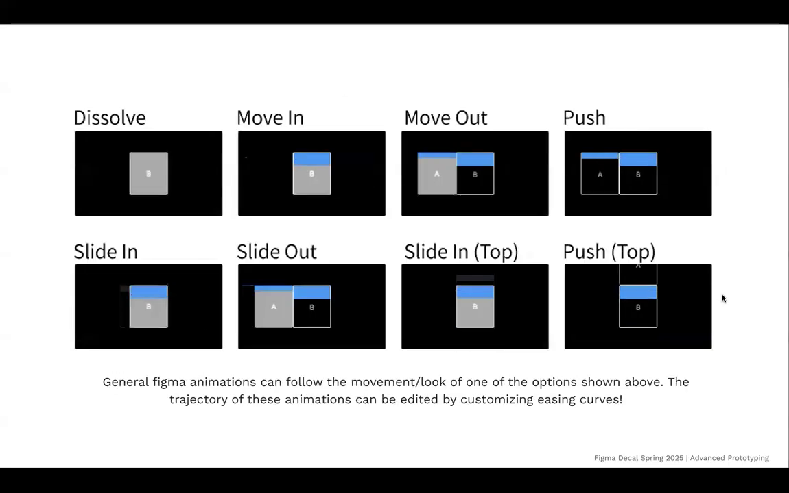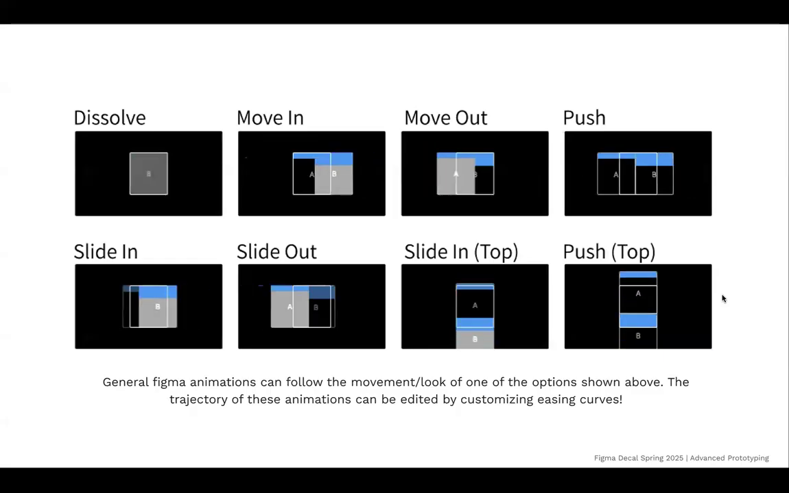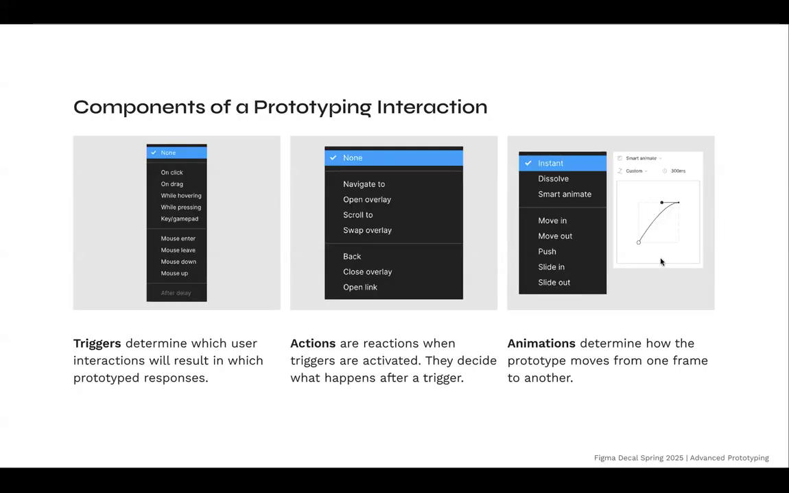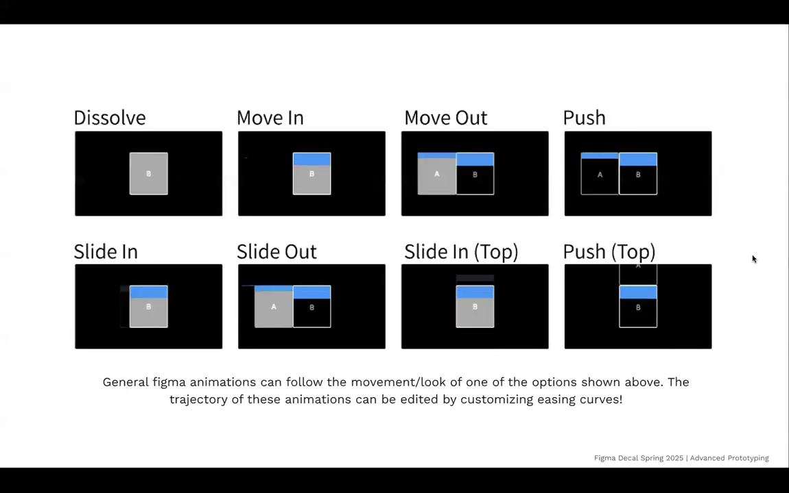So general Figma animations can follow the movement or look of one of the options shown above, and the trajectory of these animations can be edited by customizing easing curves. Just to go backwards, this is the easing curve, and when you click one of these animations, you'll get the option to adjust this as you see fit. Here are a couple of illustrations of how it's moving.